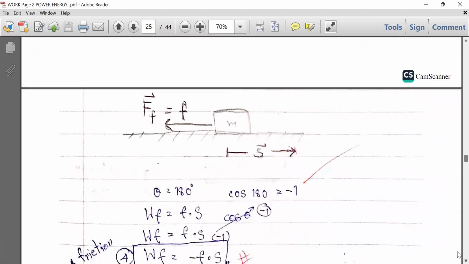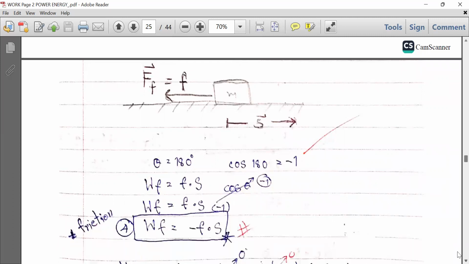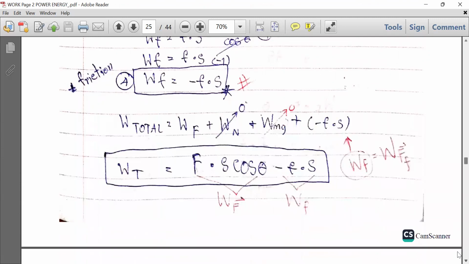How about for the force of friction or frictional force? Friction is in the opposite direction of the motion of the object, opposite the displacement. So cosine of 180 is -1. So the work done is friction, force of friction, times S. And then you have the negative from -1. So there is negative work done by the force of friction. So work done by friction or work done by frictional force is equal to negative friction times the displacement.